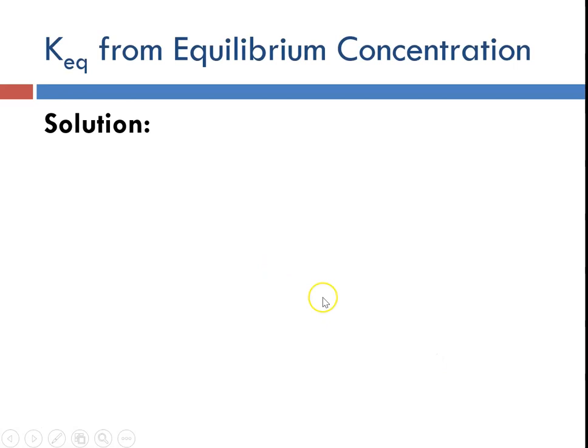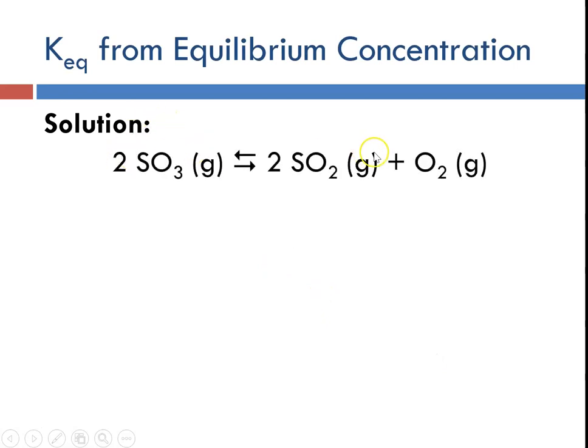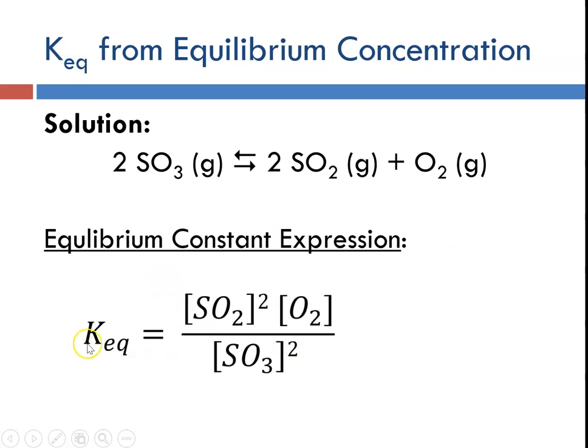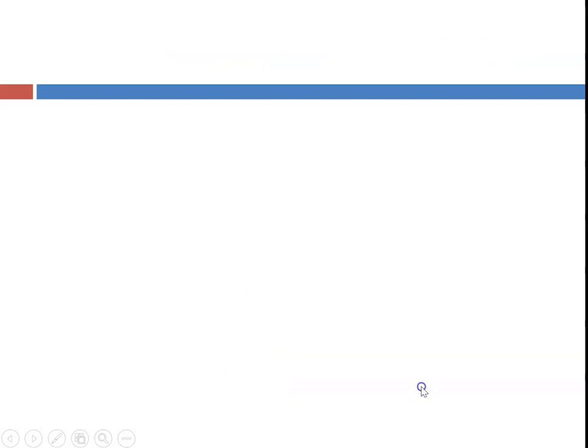So, solution. Here is our reaction. The equilibrium constant expression would look like this. The KEQ is going to be the product. So sulfur dioxide raised to the second power, coefficient is 2, oxygen raised to an understood power of 1, and sulfur trioxide raised to the power of 2.